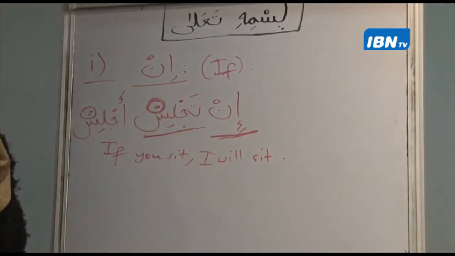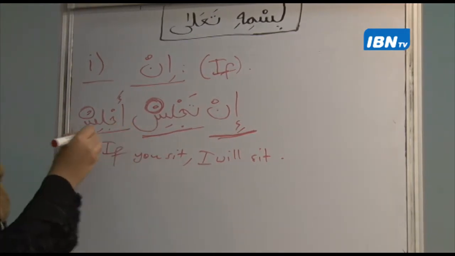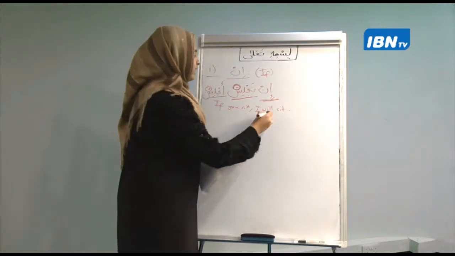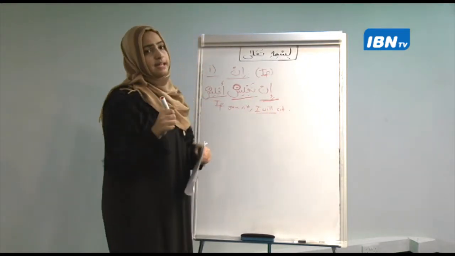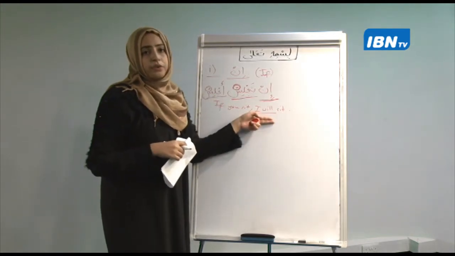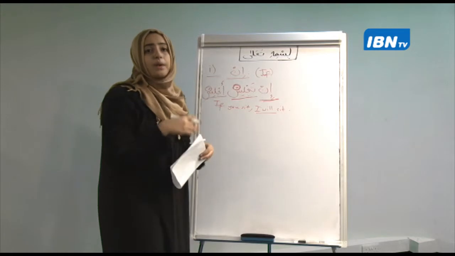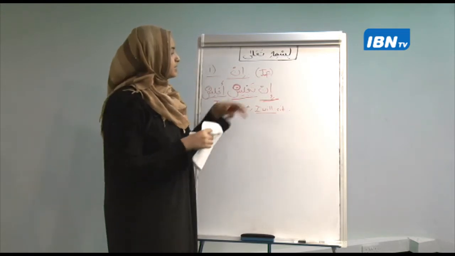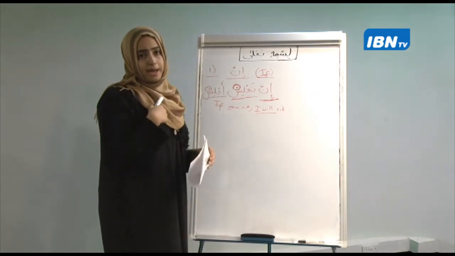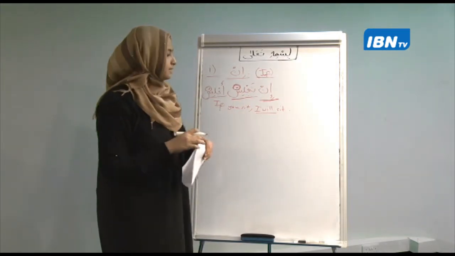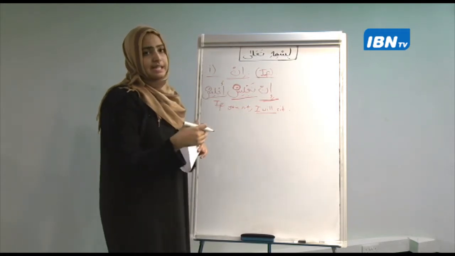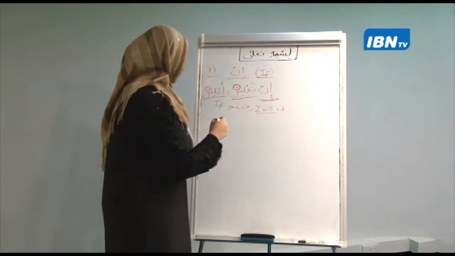Now you notice here that the present tense ajlis has automatically converted itself into a future tense. So that's the second thing to note. This ajlis has been converted from present to future, I will sit, because it is conditional. If you sit, I will also sit. So it will be translated as future.